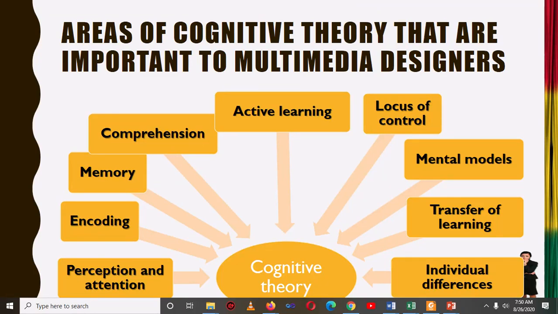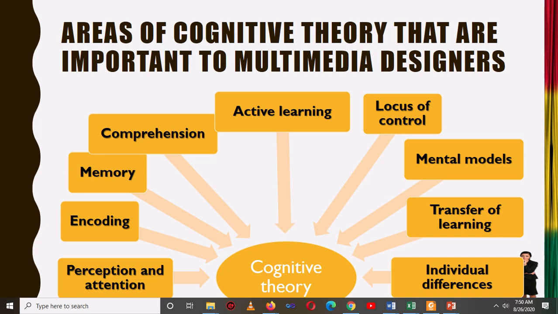Okay, we are going to look at how important cognitive psychology, or cognitive theory, is to courseware development. So in effect, we are looking at what is in cognitive psychology for multimedia designers or courseware designers. What is the implication, or how is it informing practice?